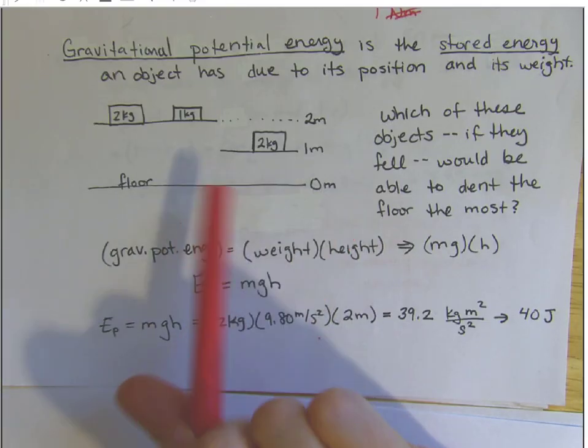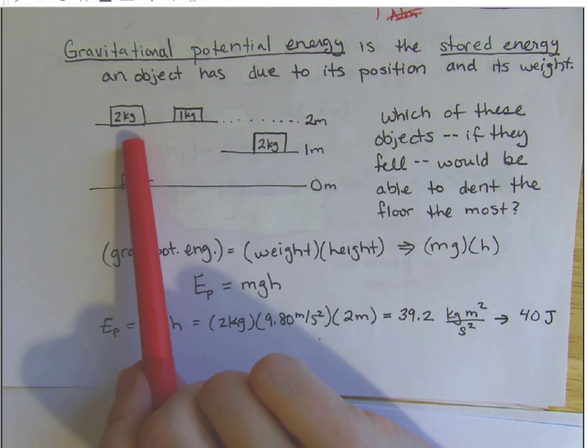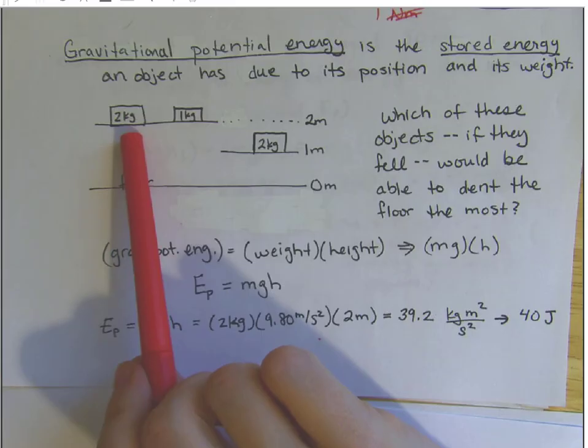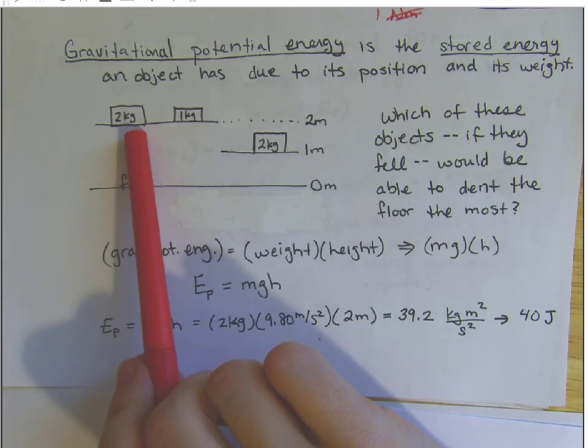By instinct, I would choose this one. It's on the highest shelf, and for the objects on the highest shelf, it also has the largest mass. So I'm going to say that this one has the most stored energy, and if it were to fall, would have the most ability to break something or damage something.